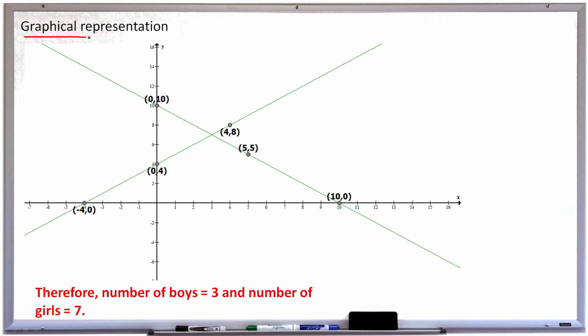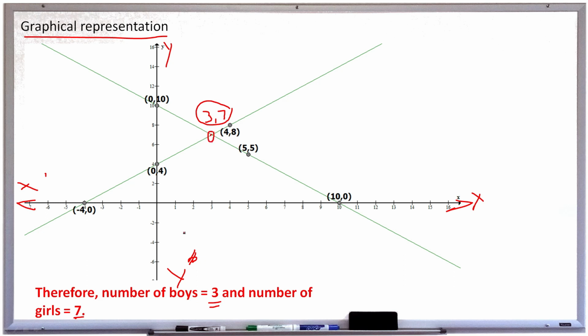Now graphically we can represent the two equations. This is the x-axis, this is X dash, and Y, Y dash. Now these two equations we are representing on the graph. Therefore the number of boys is equal to 3 and the number of girls is equal to 7. Here the lines intersect at this point, 3 on the x-axis and 7 on the y-axis. So (3, 7) is the point where the two lines intersect.